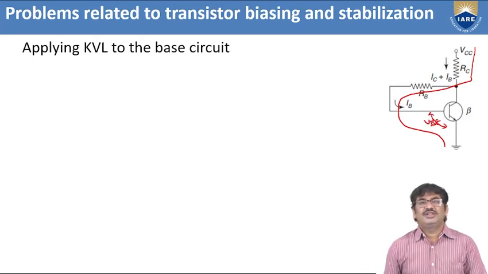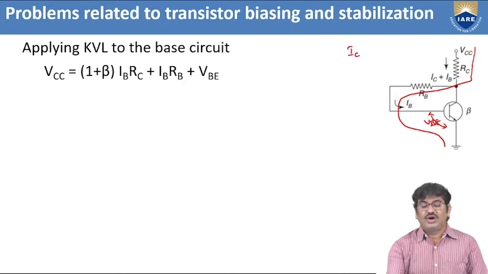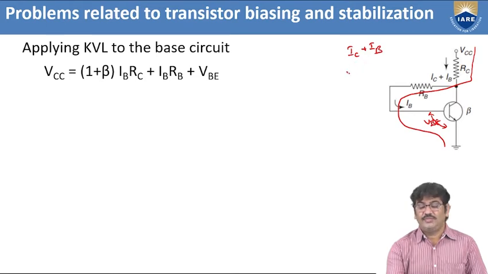So the KVL expression at the base circuit is given as VCC is equivalent to (1 plus beta) into IB into RC plus IB into RB plus VBE. Here, the current which is flowing through RC is IC plus IB. We know that IC we can write in terms of IB as beta times IB, so IC plus IB is beta times IB plus IB. If you take IB as common term, you will get (1 plus beta) times IB.